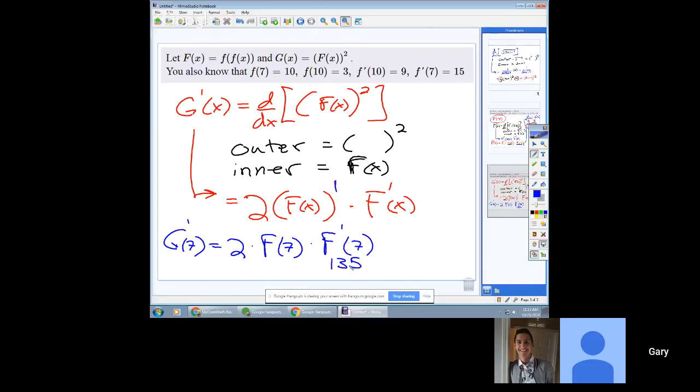So let's see. Capital F says take little f and compose it with itself. I'm going to squeeze that up here. So that means I want little f of f of 7. Going all the way inside, what's little f of 7? 10. So that means we get a 10 in the parentheses, and now f needs to act on that again. f of 10 is 3. So it looks like this guy right here is a 3, and then times 2.